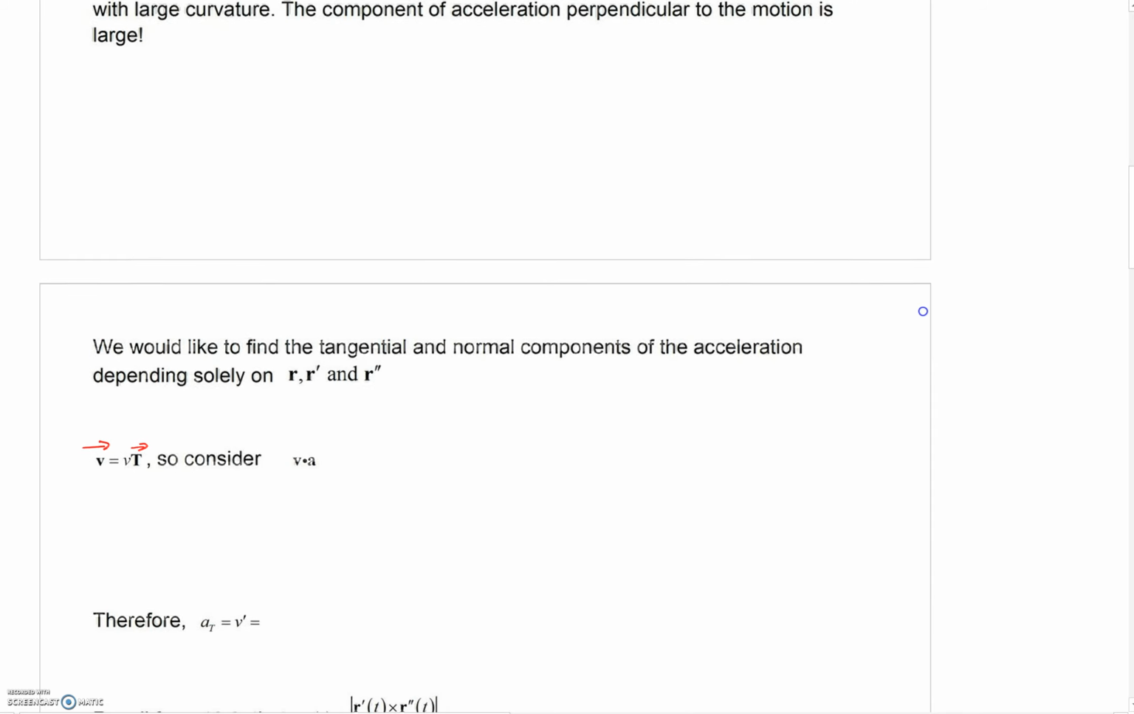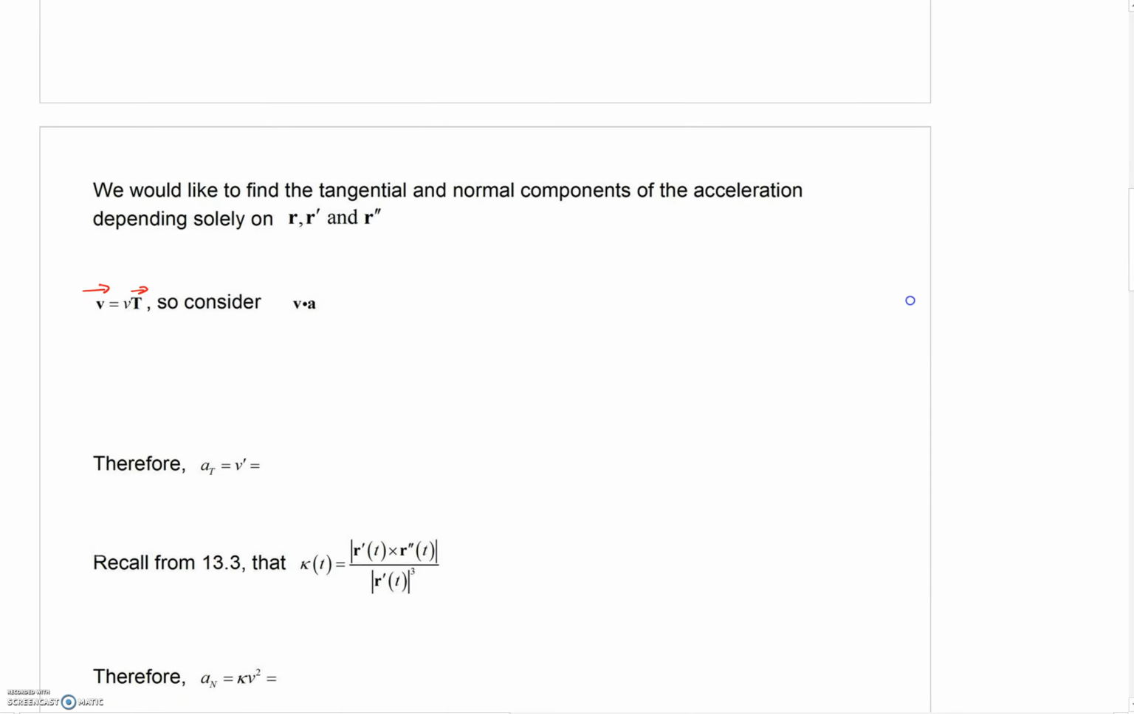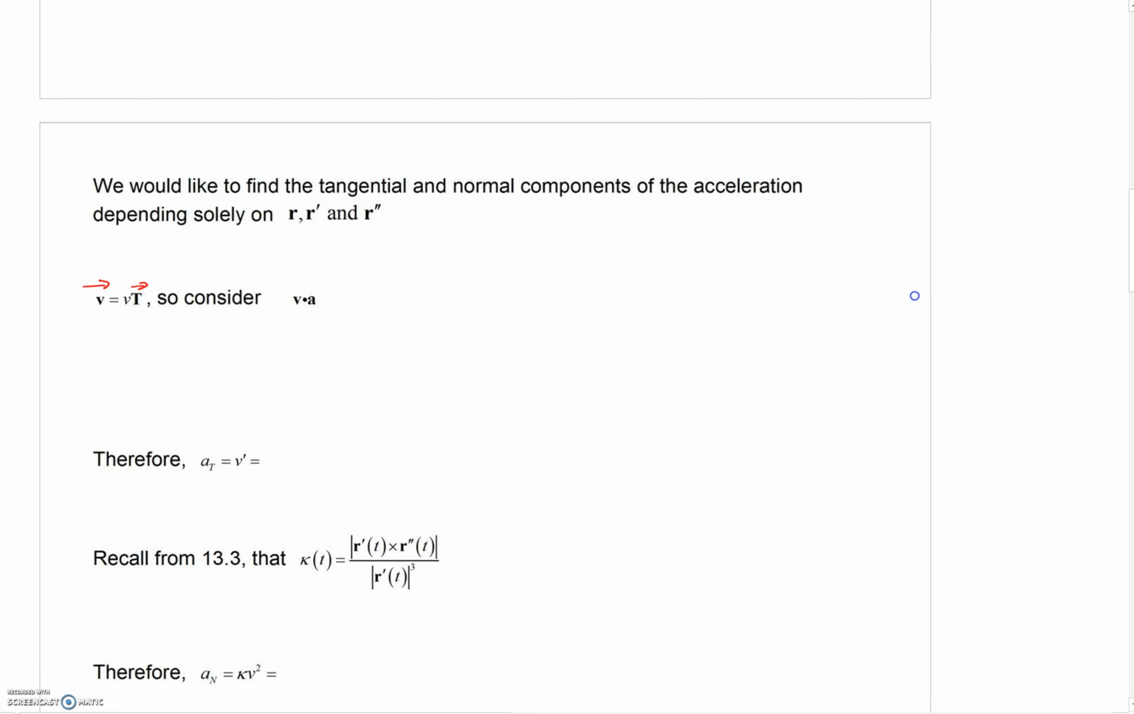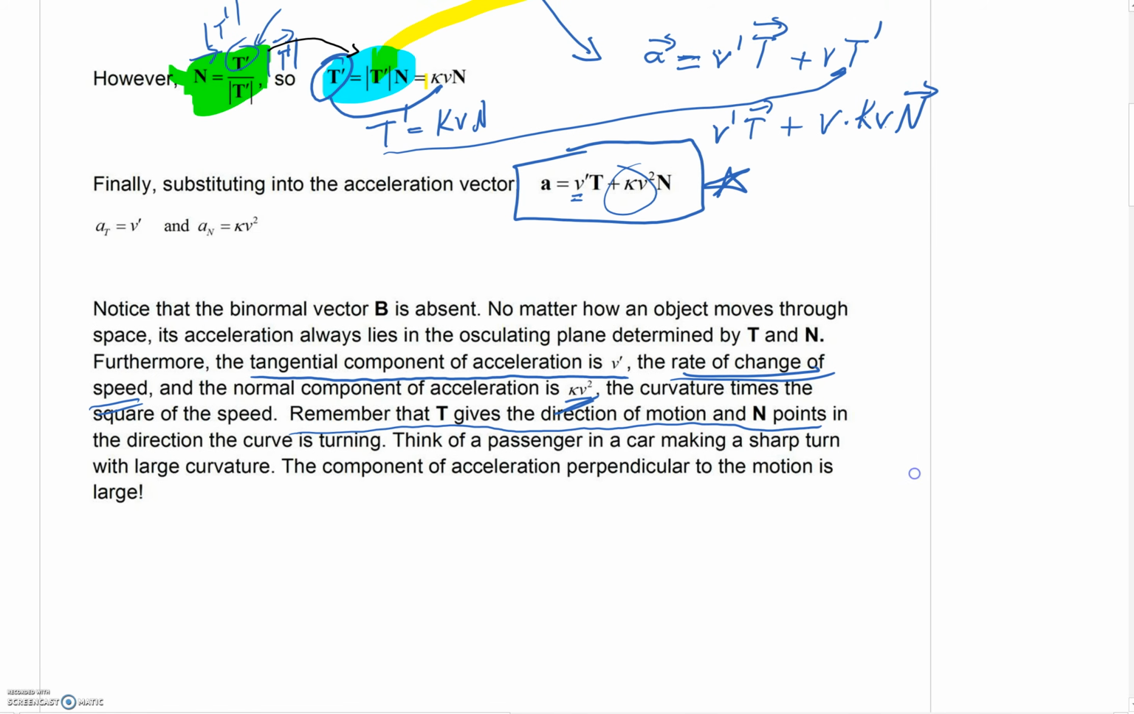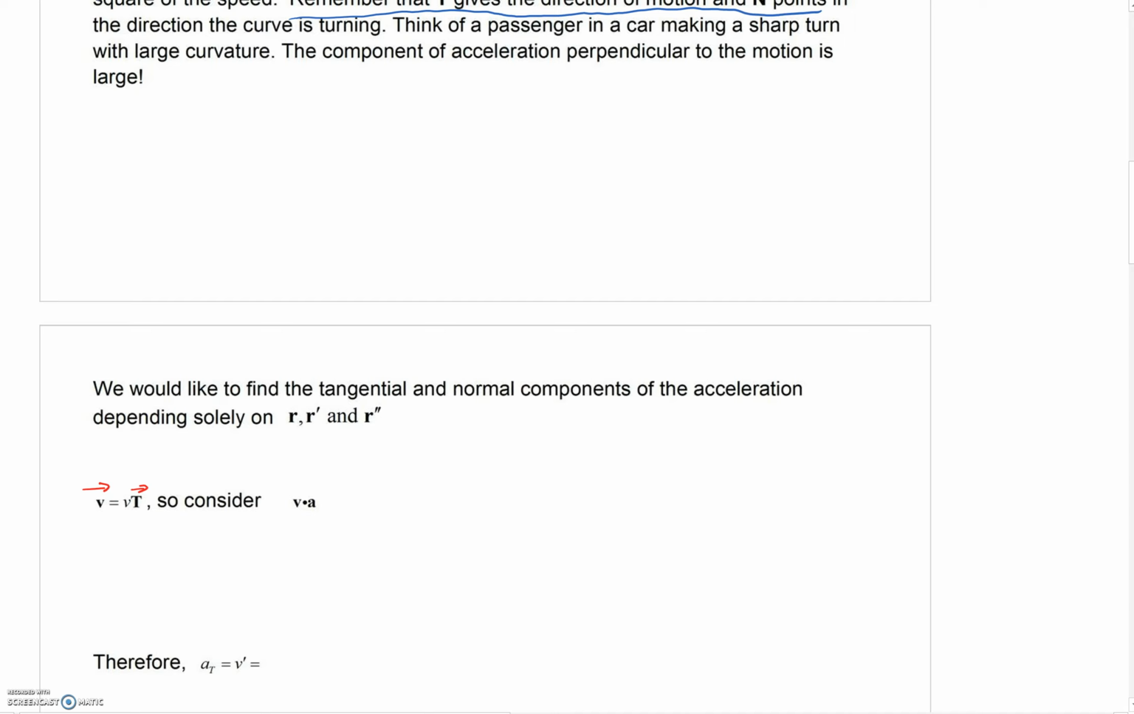So here's the thing, as we continue on, we would ideally like to not just have these two components that we have right here. There's nothing wrong with them, but we'd like to instead find a formula for the tangential and normal components working exclusively with r, r prime, and r double prime. So let's see if we could perhaps break this into play.